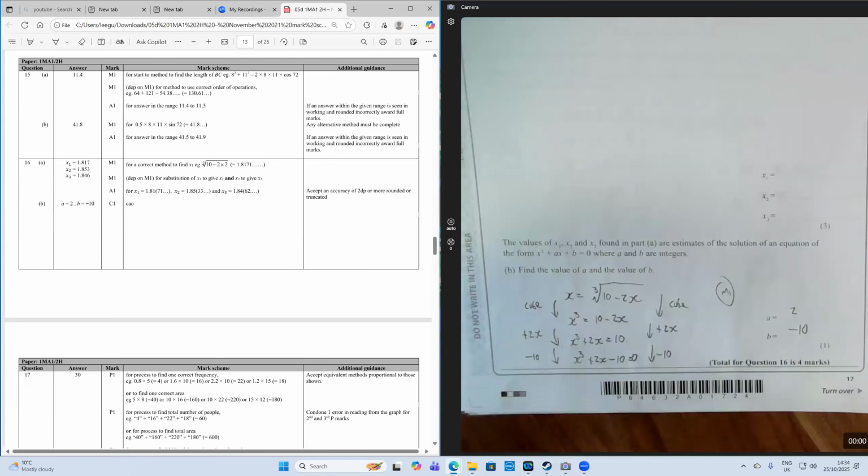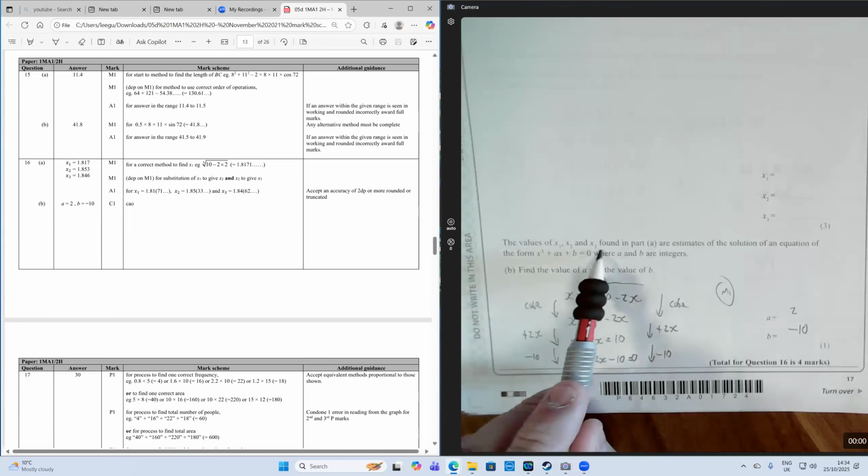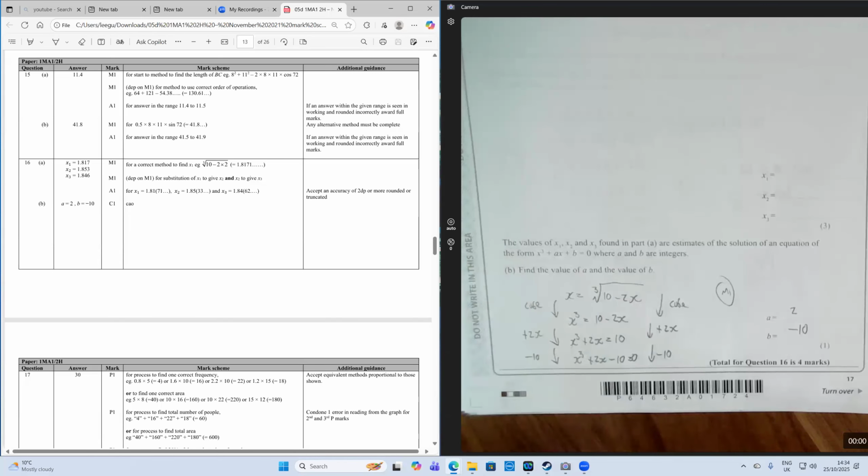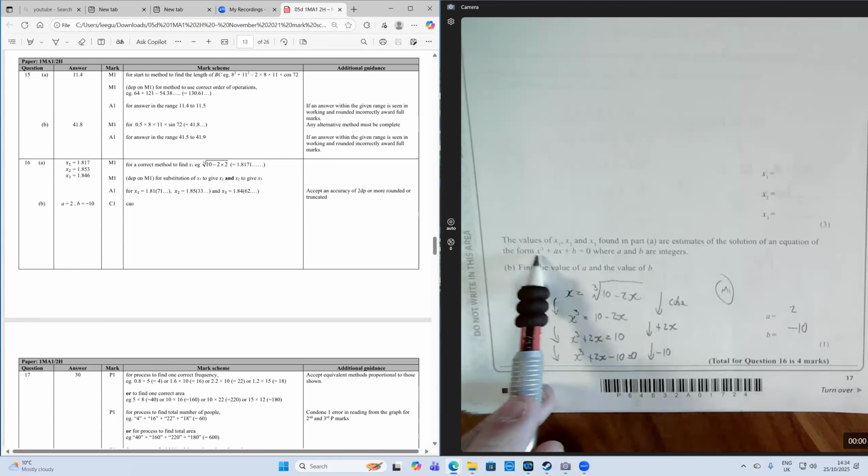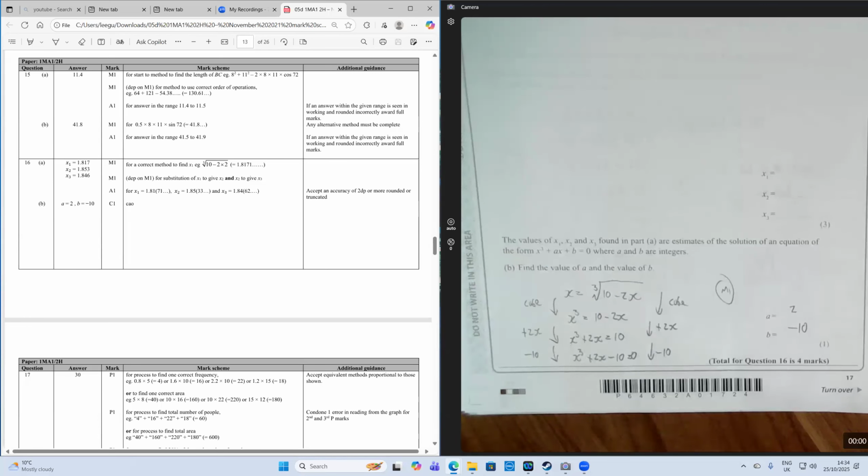Now, it says the values of x1, x2, and x3 found in part A are in fact estimates to the solution of an equation which is of the form ax cubed add ax add b equals 0. Find the values of a and b. So in a nutshell, what they're saying here is that this formula is a rearrangement of a formula that was in that form. So they want us to rearrange it back into this form again. Okay, so that's what we're about to do now.